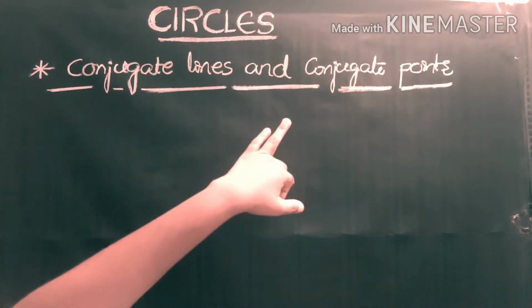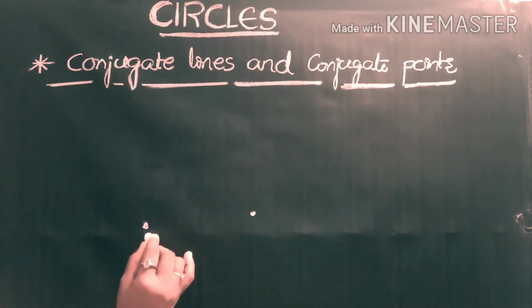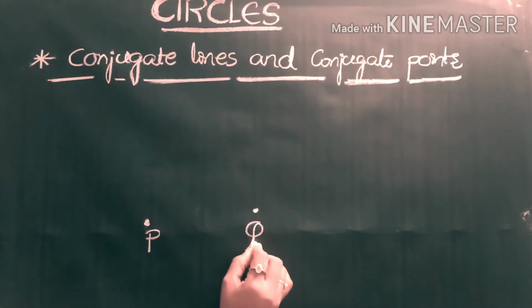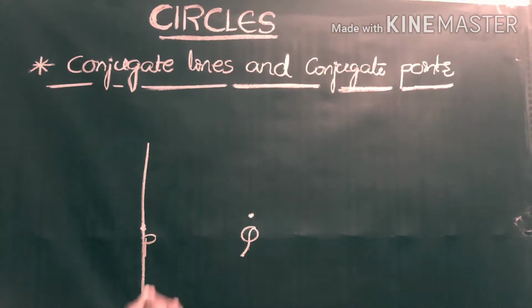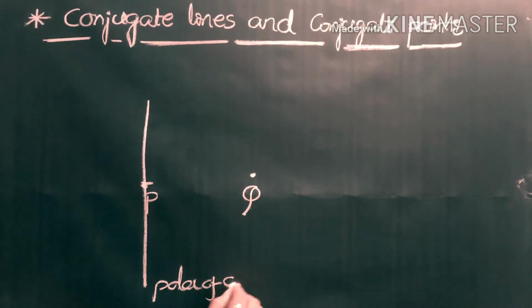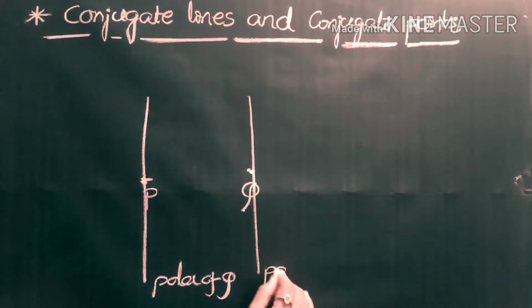Conjugate lines and conjugate points. So first we take 2 points here, P comma Q: first point P and the second point Q. The 2 points P comma Q are said to be conjugate points if the point P lies on the line polar of Q and the point Q lies on the line polar of P.